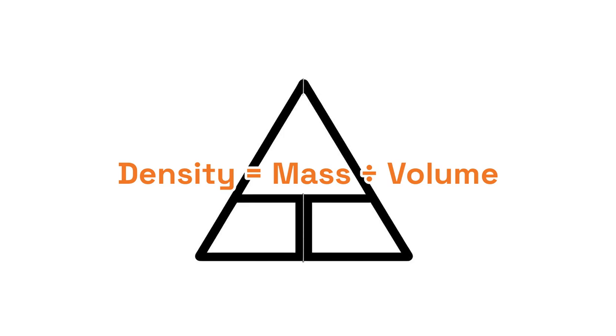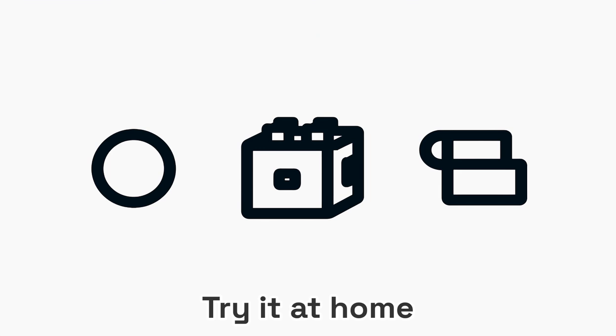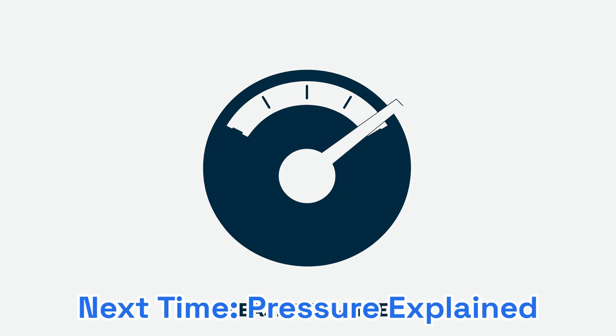So remember, density equals mass divided by volume, always. Try it yourself with objects at home like coins or toys. Next time, what is pressure and how do we calculate it?